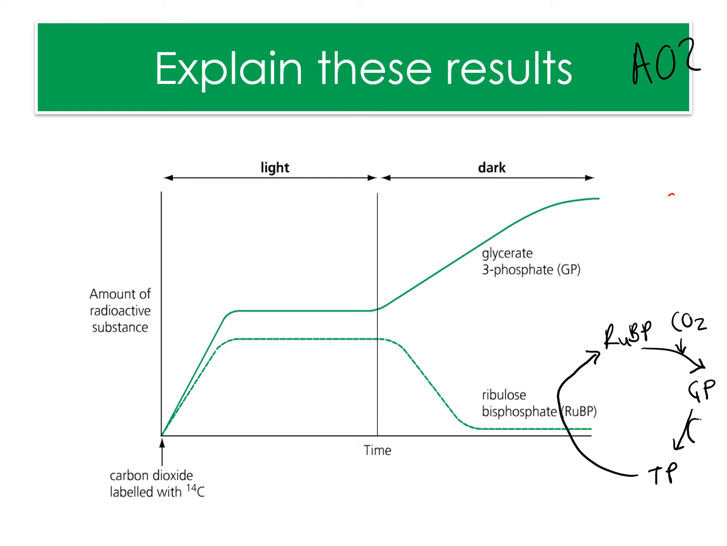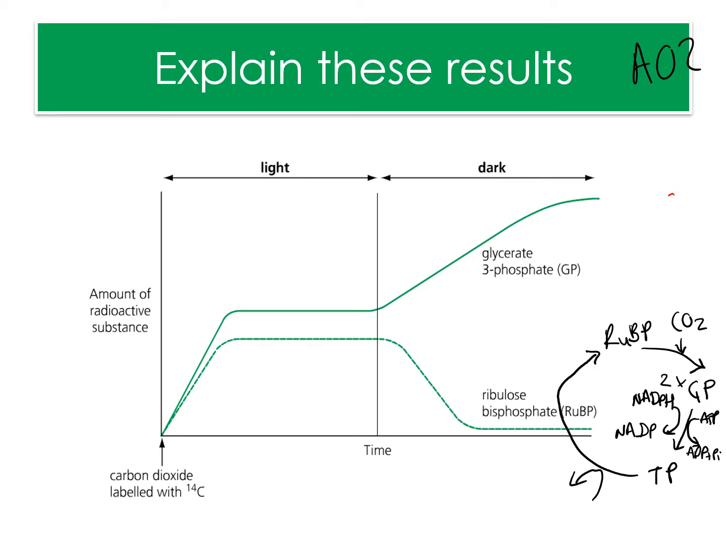So get my basics in. I've got my products of the light dependent reactions here, my reduced NADP and my ATP, and they're used obviously in that reduction step of GP to TP. ATP provides the energy and NADPH provides the hydrogen in that reduction step.